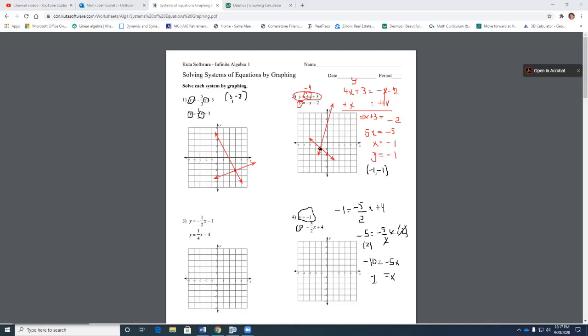Luckily, we already know from the problem that y is equal to negative 1. So again, we know that x is equal to positive 2, and we know that y is equal to negative 1. They already gave us that. So that tells me that if I were to graph these two lines, they would intersect at the point where x is 2 and y is equal to negative 1.